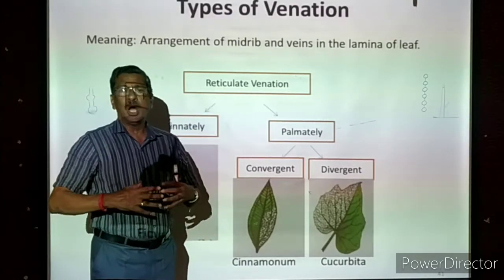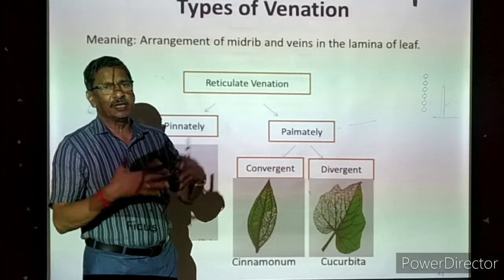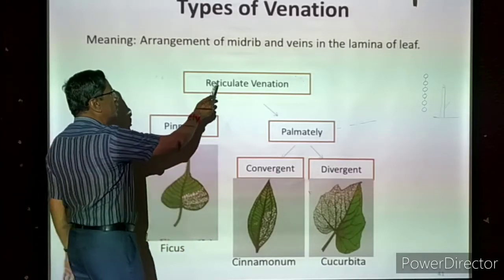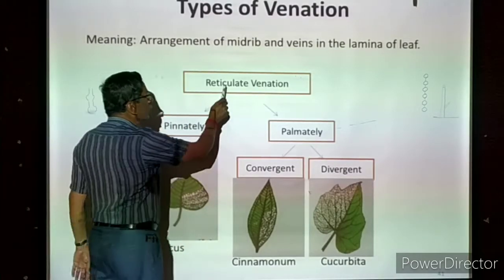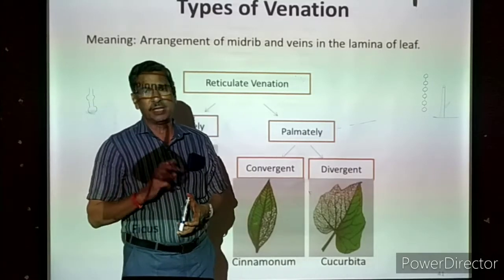That is in the lamina. How the branches are there, how they are arranged. They are all interjoining with each other. It is very difficult to trace the arrangement of veins. That is called a reticulate venation. Normally, the reticulate venation is seen in the dicot plants.